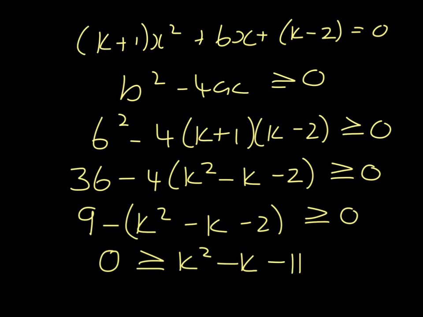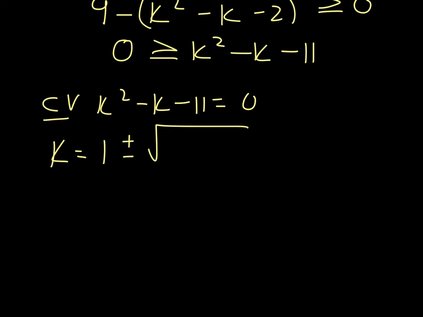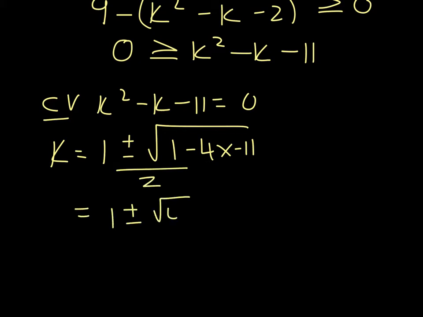To solve a quadratic inequality, we need to consider first the critical values, and that's where the quadratic equals 0. So we'll use the quadratic formula. k equals minus b plus or minus the square root of b squared minus 4ac all over 2a. So that is 1 plus or minus root 45 over 2. And 45 is 9 times 5. So that's 1 plus or minus 3 root 5 over 2.